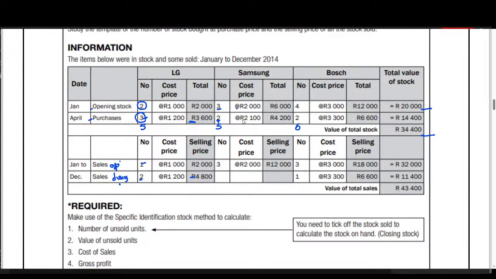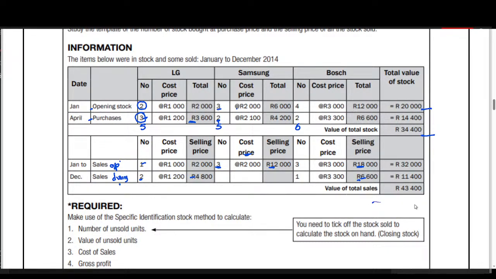Right. Samsung, we have 3 items that we have sold, but those items that we sold, we bought them at cost price. We bought them each at 2,000. Now when we are selling, we have sold 3 items for 12,000. We go to Bosch. Out of 4 items, we sold 3. But the selling price for these 3 items was 18,000. Then for these 2 that we bought during the year, we sold 1. That means we are left with 1. One item here, we have sold it for 6,600.